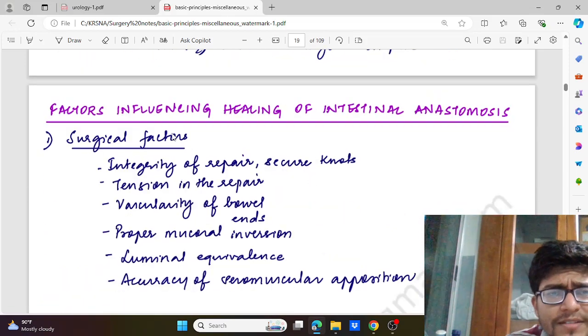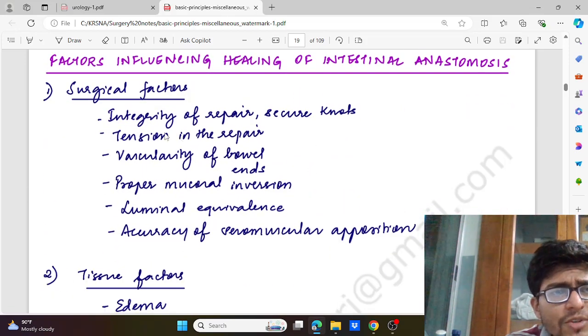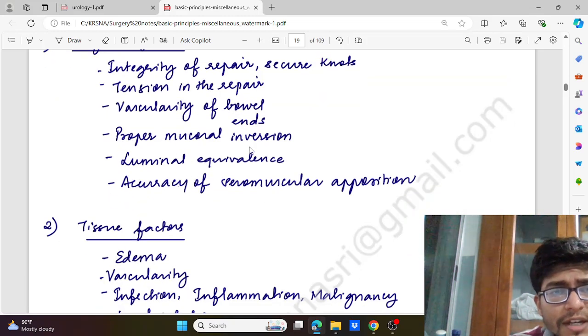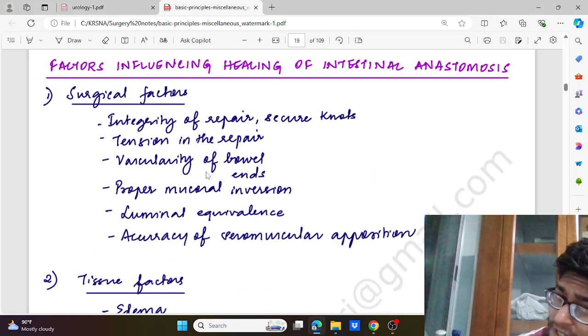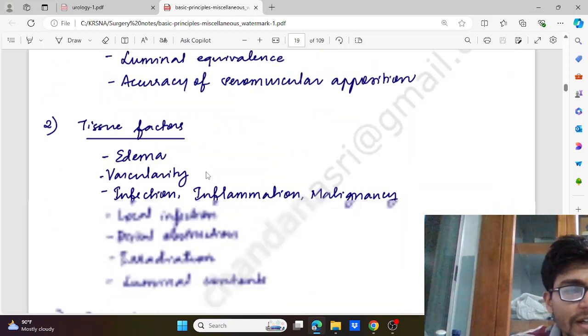Then we go for factors influencing healing of the intestinal anastomosis. So what are these influencing factors? Like the surgical factors, that is the integrity of the repair, surgical technique, secured knots, then tension in the repair, vascularity of the bowel ends as we have seen, proper mucosal inversion, luminal equivalence, and accuracy in the seromuscular apposition. So these are some 5 to 6 points which are considered in the surgical factors.